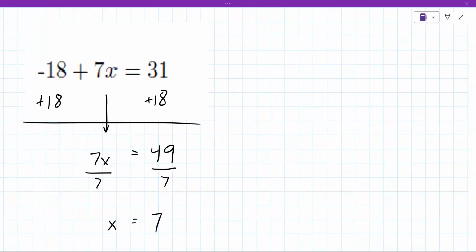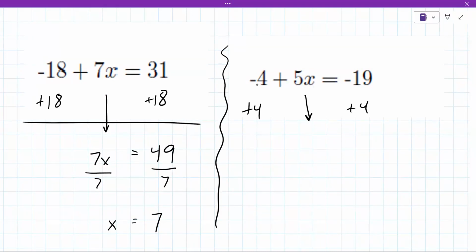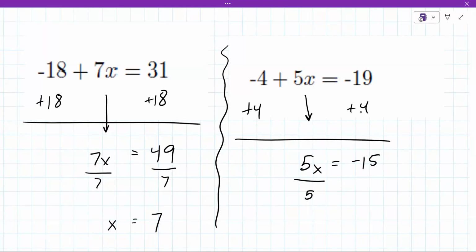Let's look at another one here. So you always look at the side with the variable. This time you've got -4 plus 5x. You undo the -4 with a +4. You bring down the variable, so that's 5x. On the right, -19 plus 4 is -15. And then you divide both sides by 5. So x equals -3. So you could have positive or negative answers.